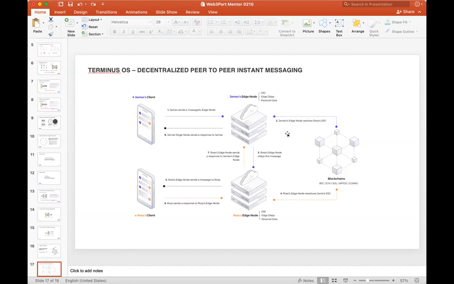And after the initial establishment of the channel, there's no need for either blockchains or centralized servers to be part of this network anymore. So this is really the whole demo, or the concept, of self-hosted nodes.